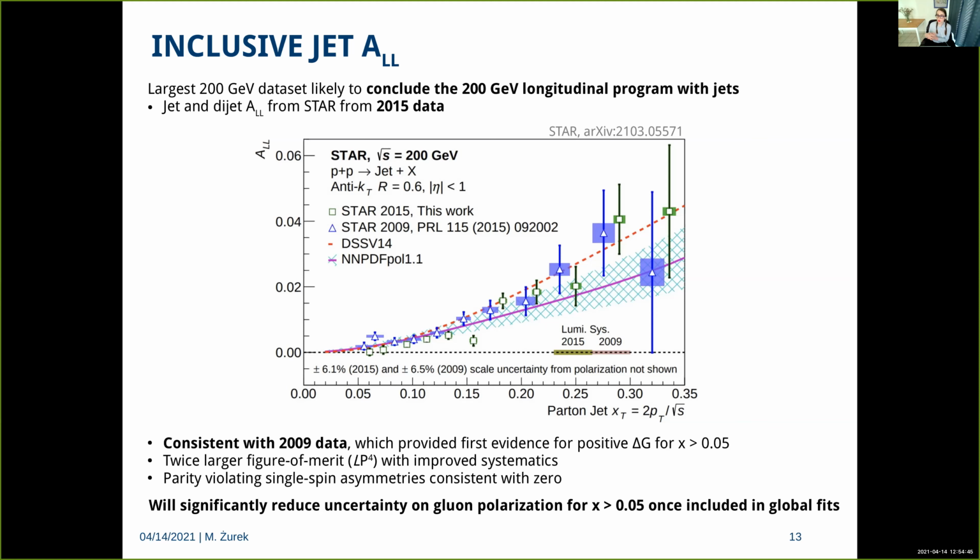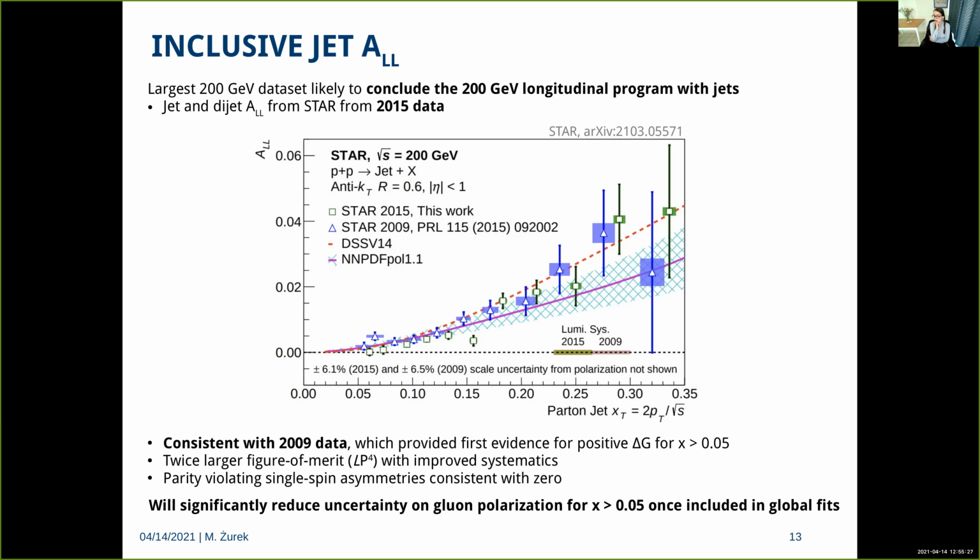So the status is the following. We likely do not plan to collect more longitudinal data in the future. The main focus will be on transverse polarization with the STAR forward upgrade. As you mentioned, 2022, and then in parallel to PHENIX, 2024, 2025. And concerning whether more data is coming, this is all we have for 200 GeV.